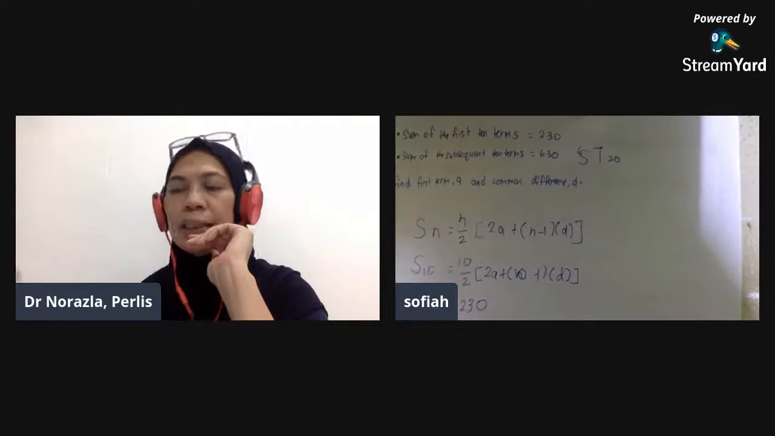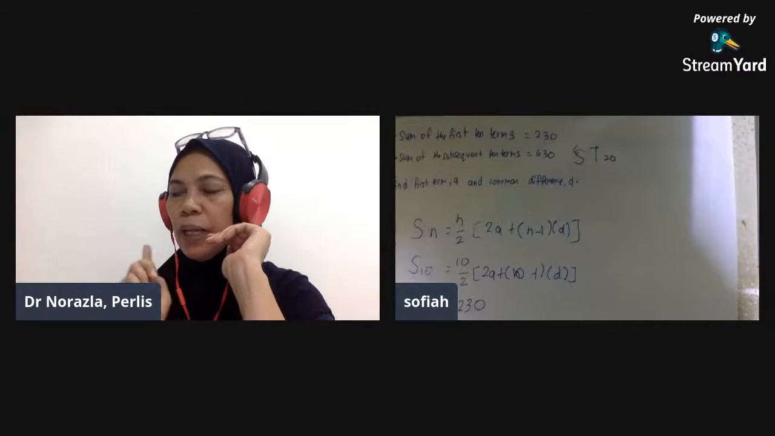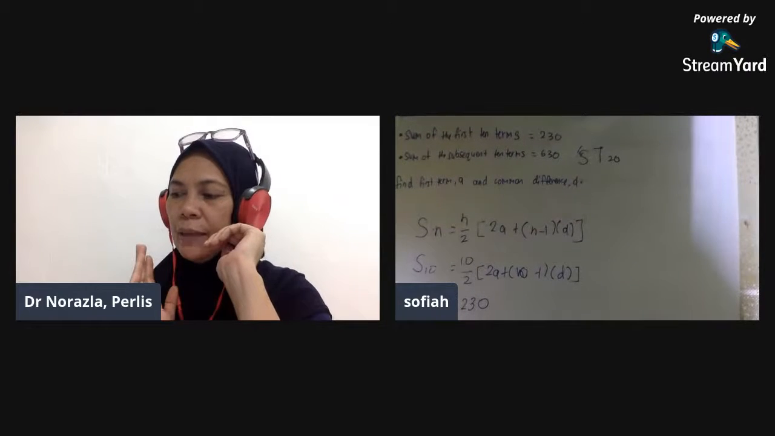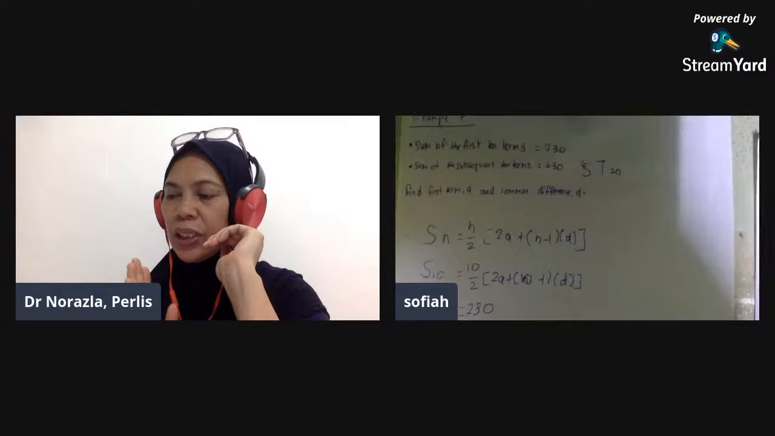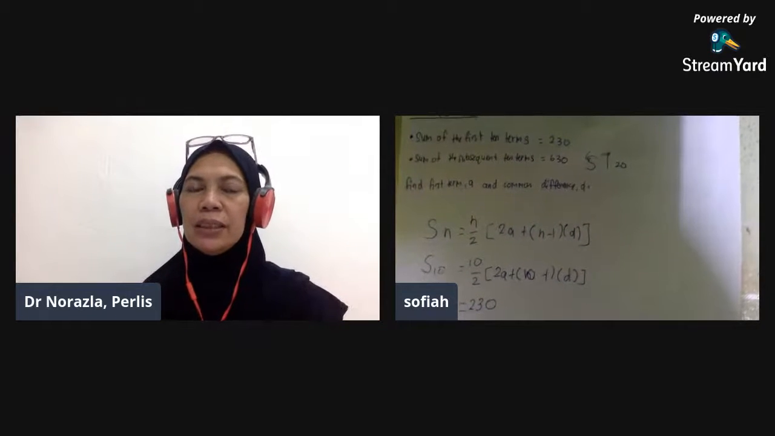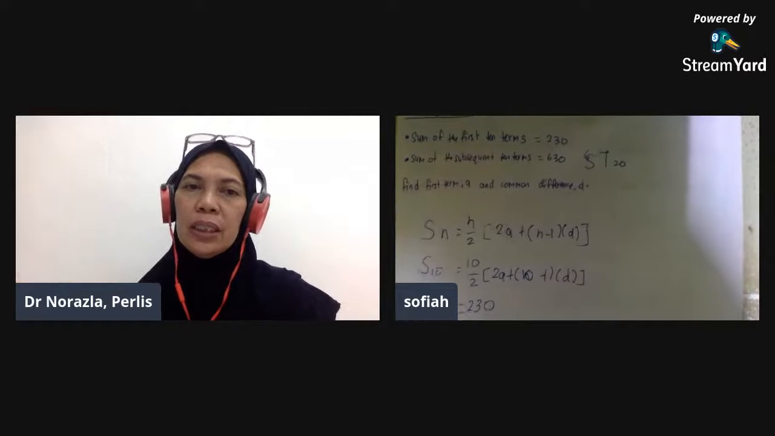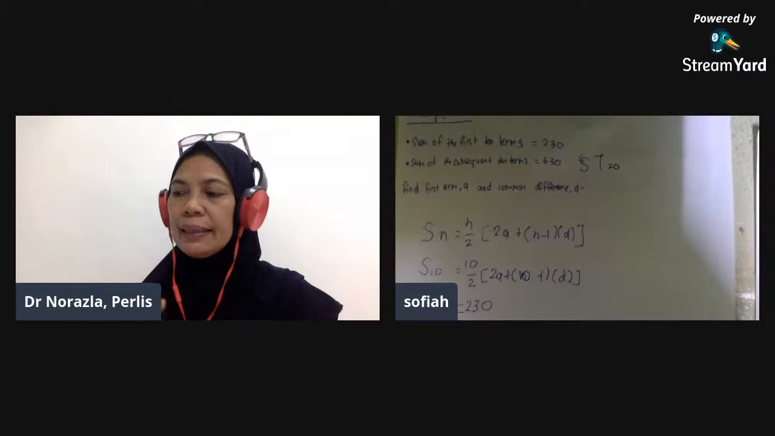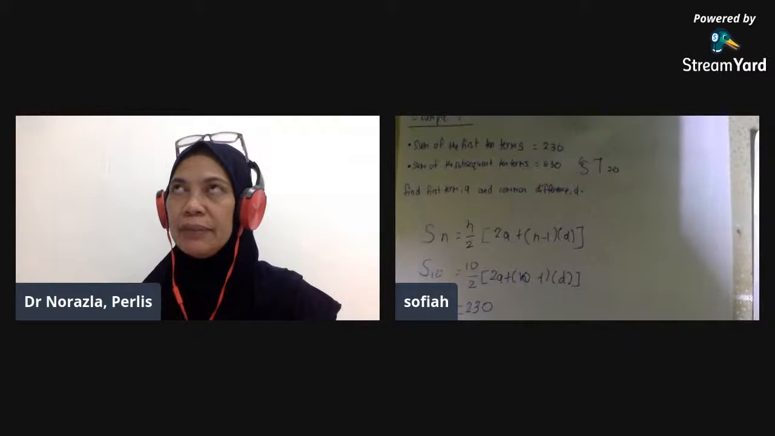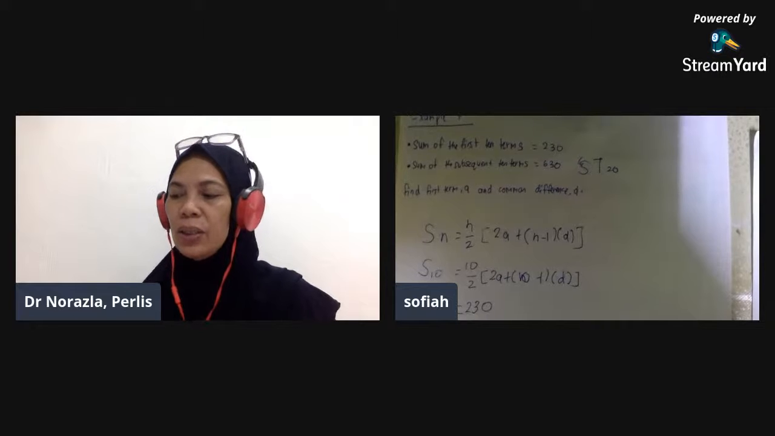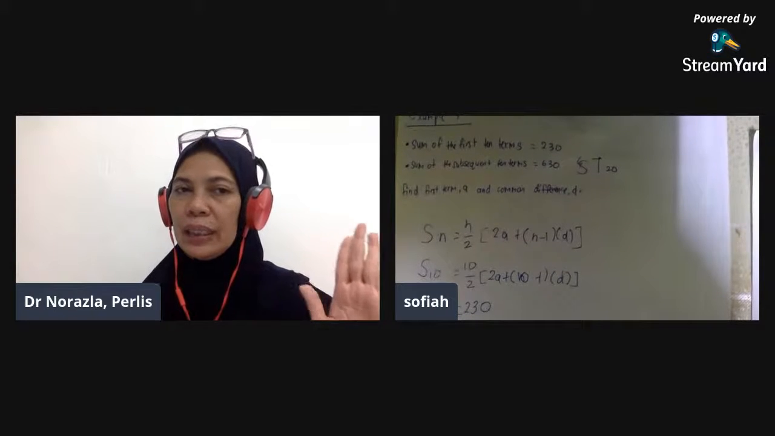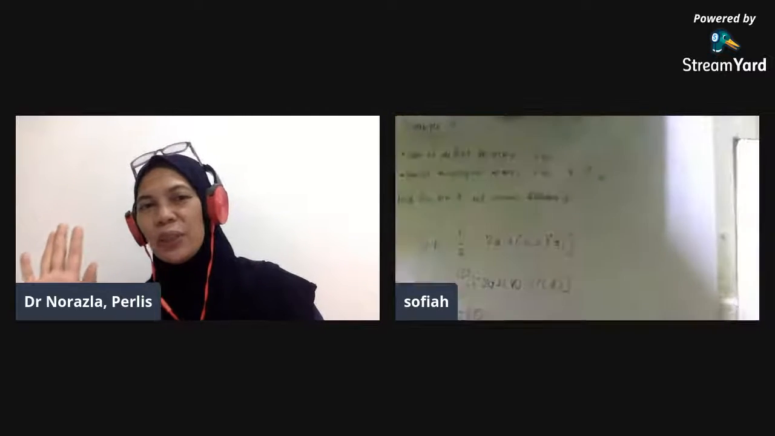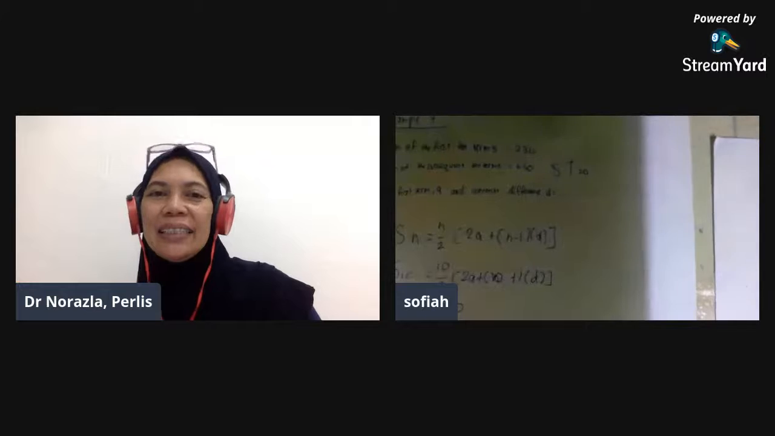S20 equal to 230 tambah 630. So kena explain kat dia orang bahawa S20 is actually not 630, because the 630 is actually from T11 to T20. So now we need to get the sum of the first 20 terms. So we will add the first 10 terms and the subsequent 10 terms to get the S20.